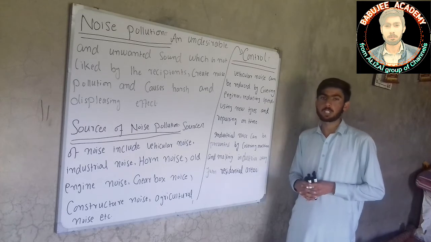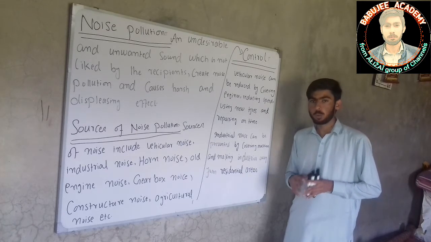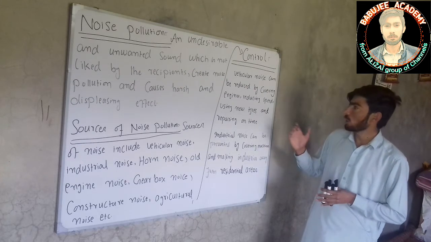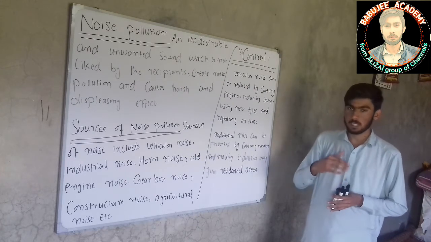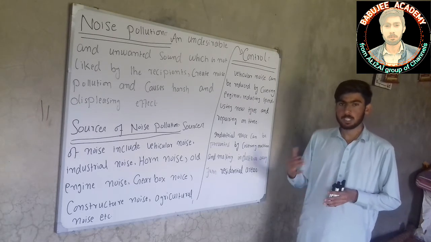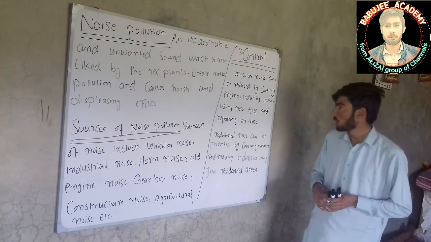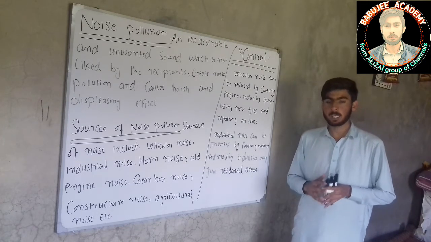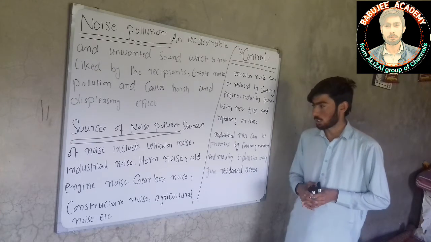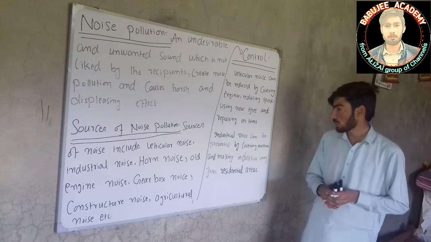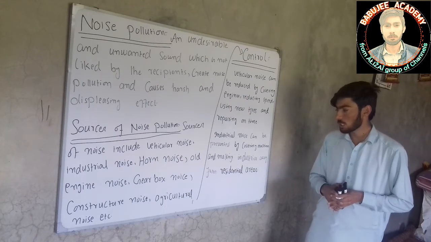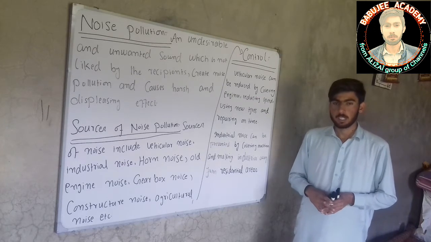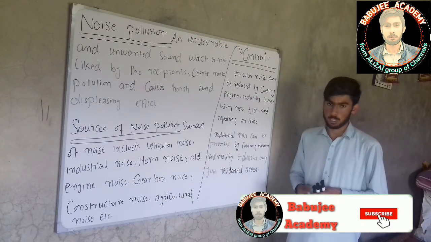Now, how can we control noise pollution? What are the measures to take to control noise pollution? These are: vehicular sound can be reduced by covering the vehicles' engines, reducing the speed of vehicles, and repairing tires and vehicles on time. Industrial noise can be prevented by covering machines, and making industries away from residential areas can be helpful to avoid noise pollution.